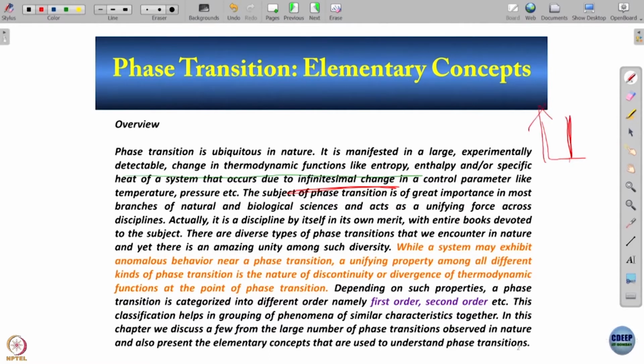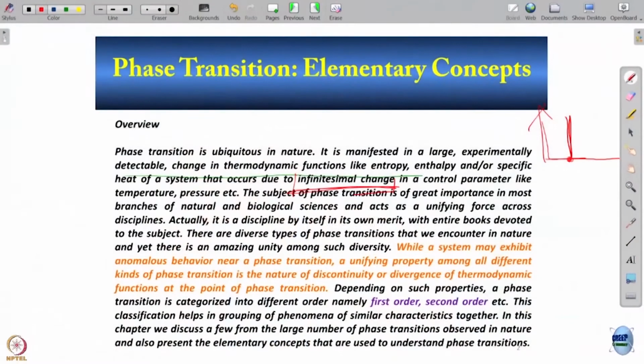That means a small change in a control parameter leads to a huge change, like the temperature at 100 degrees centigrade. I reach 99.9 and make it 100, and that 0.1 degree centigrade leads to a huge change. Similarly, ice at 0 degree centigrade, I make it 0.1 degree centigrade, ice melts. So the real thing to emphasize and note is that an infinitesimal change leads to a macroscopic change in specific heat, enthalpy, entropy of parts of the system. This is the subject of phase transition.